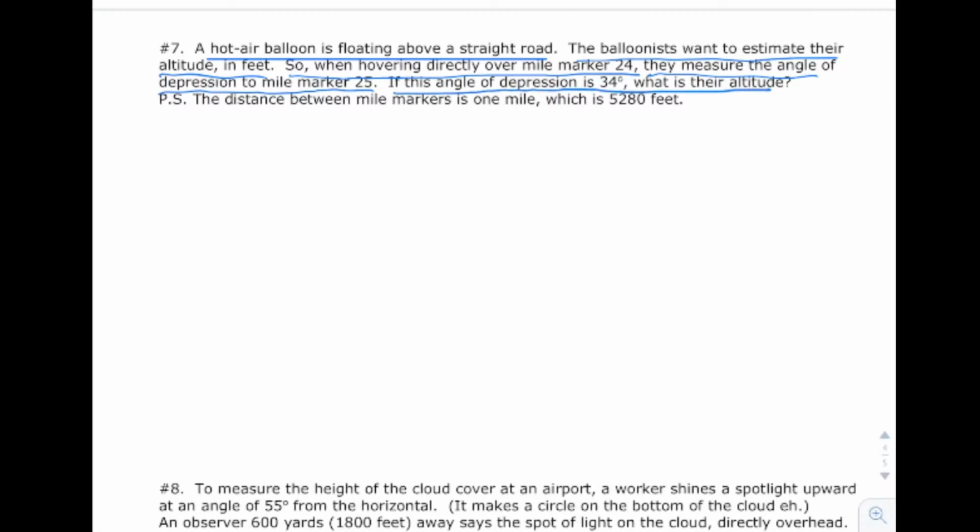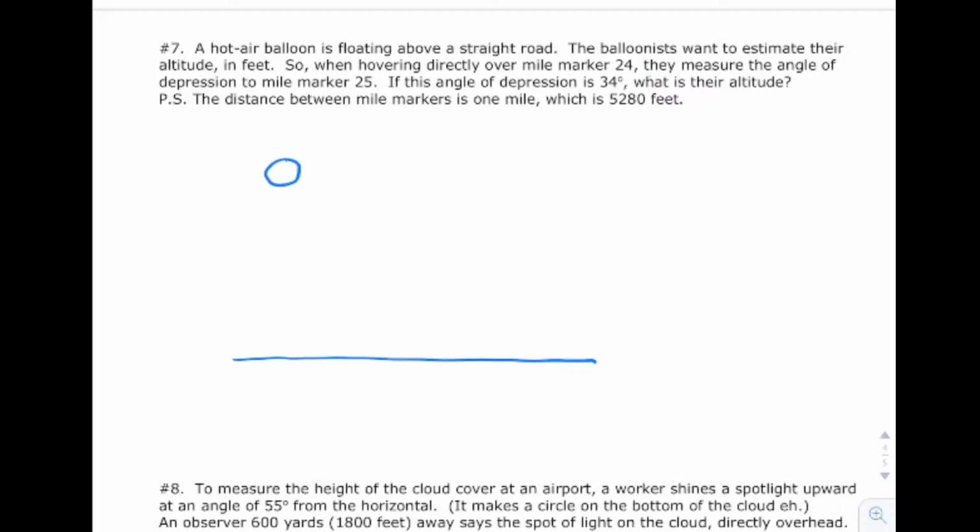Okay, we can start solving. The rest is just a PS. The distance between mile markers is a mile. And PS, a mile is 5280 feet. Let's draw a little diagram here. That's the road. Here's our hot air balloon. Got a little basket or something here. Got a bunch of strings or something. There's our hot air balloon.